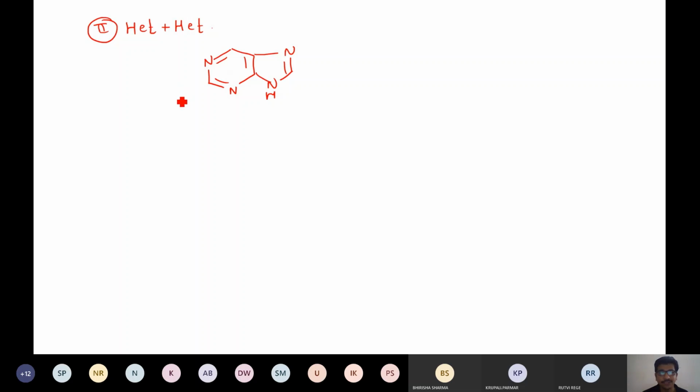So I am going to put a star mark here. When I tell you the name, you are going to say, "Arey, we should have identified this." You have studied this in biochemistry also. This is purine. This is a purine ring, which is a combination of pyrimidine and imidazole.